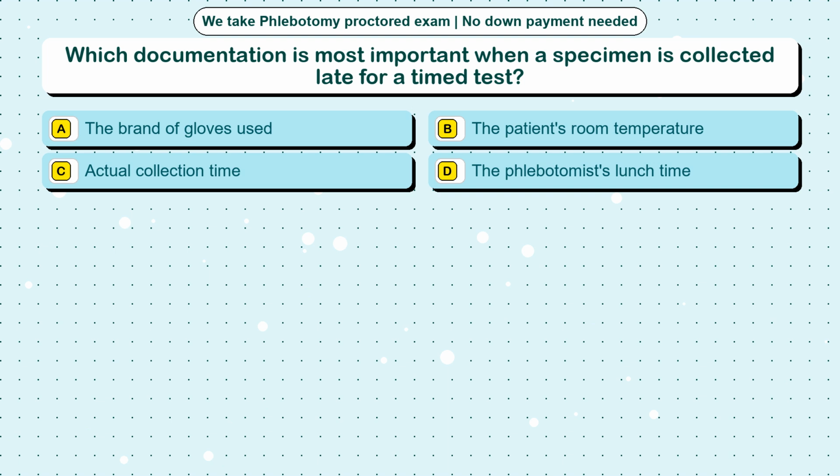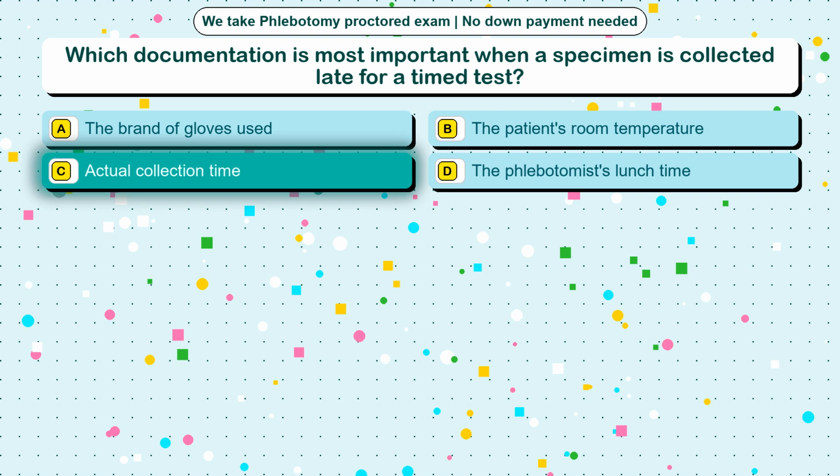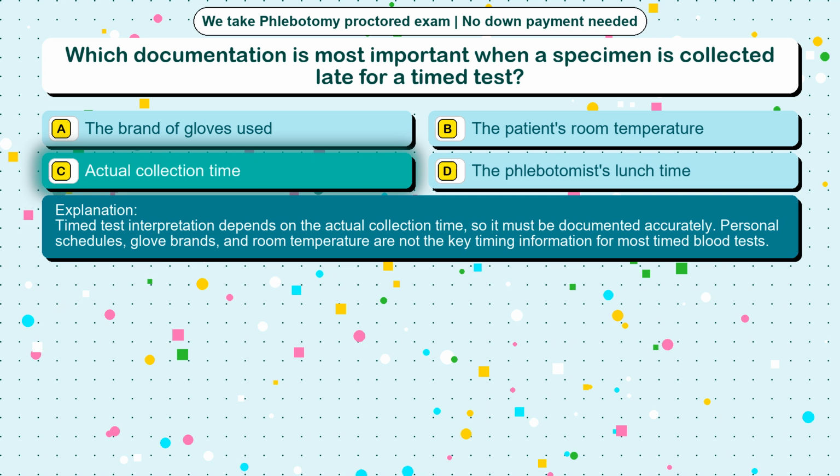Question 53. Which documentation is most important when a specimen is collected late for a timed test? Option A, the brand of gloves used. Option B, the patient's room temperature. Option C, the actual collection time. Option D, the phlebotomist's lunch time. The correct answer is option C, actual collection time. Timed test interpretation depends on the actual collection time, so it must be documented accurately. Personal schedules, glove brands, and room temperature are not the key timing information for most timed blood tests.